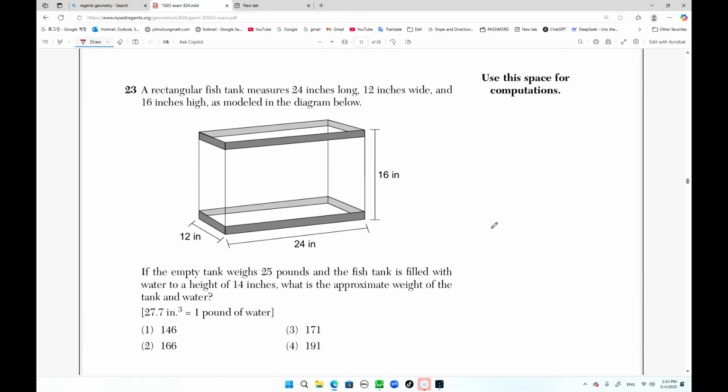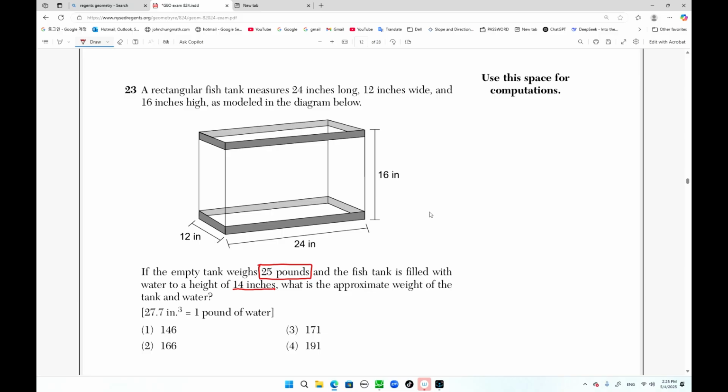Number 23. You have a fish tank, 24, 12. Yeah, we have the dimensions over here, right? 24, 12, height is 15. So 25 pounds is the fish tank. This is the weight of the fish tank, 25 pounds. So we're going to pour some water, okay? Until 14 inches.